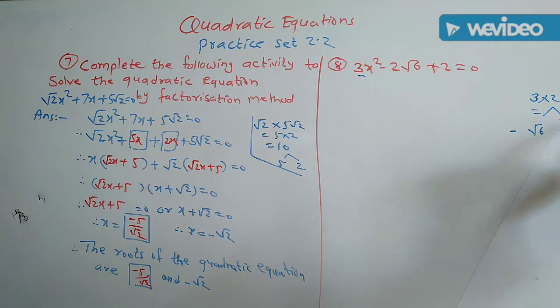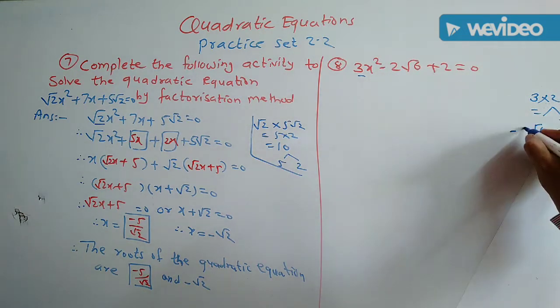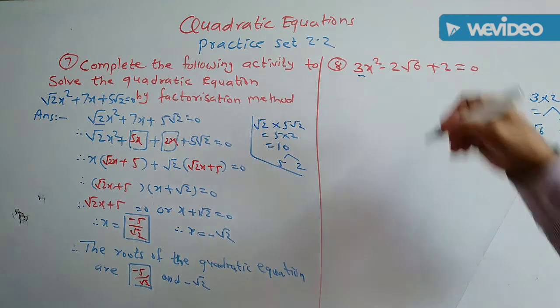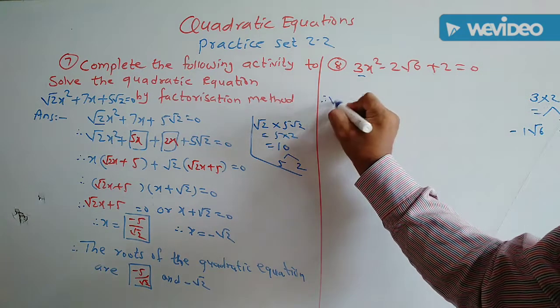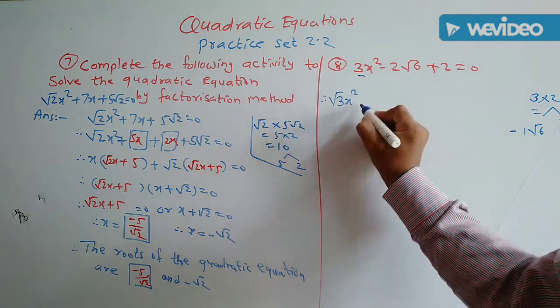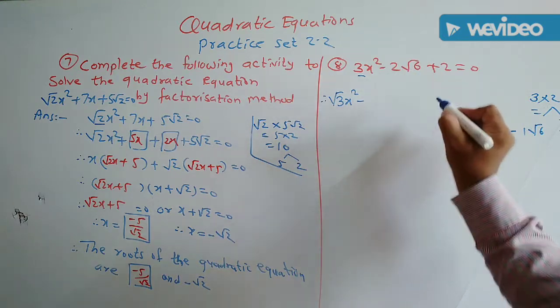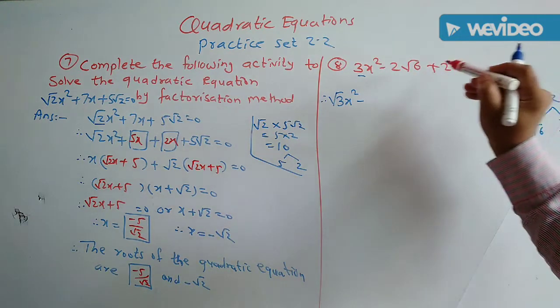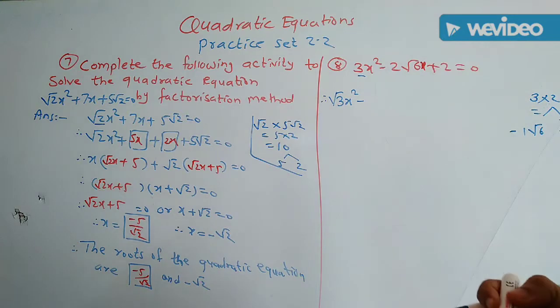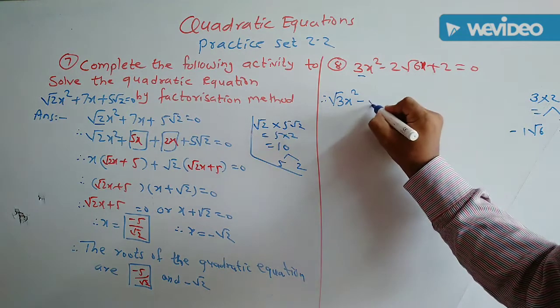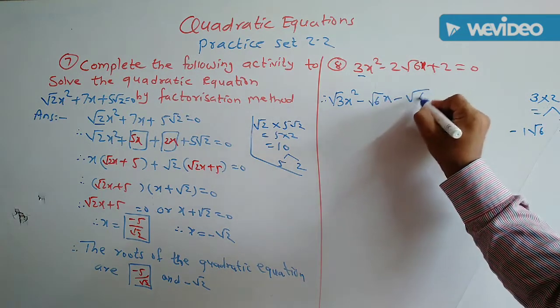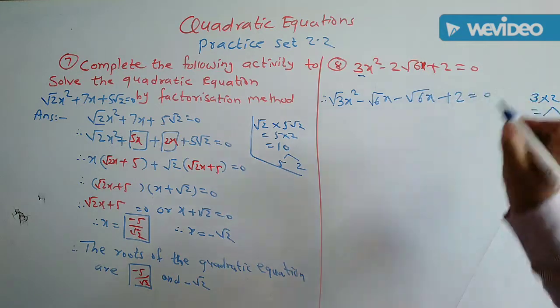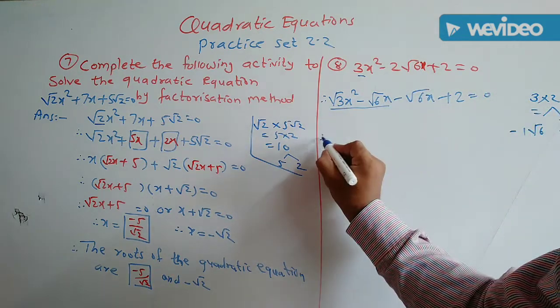Root of 6 into root of 6 is 6, we get the product. But here the coefficient is 2, therefore we take 1 and 1, 1 plus 1 is 2. And therefore we factorize it. Root of 3x square minus 2 root of 6x, this minus 2 root of 6x can be written as minus root of 6x minus root of 6x plus 2 is equal to 0. Now factorize it.